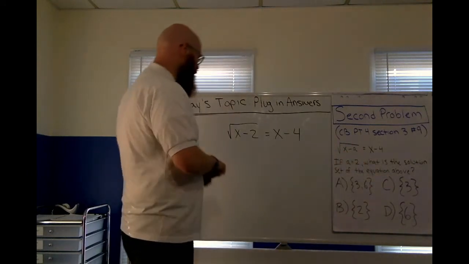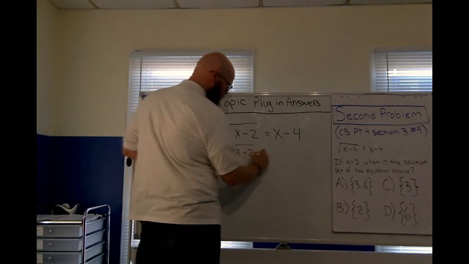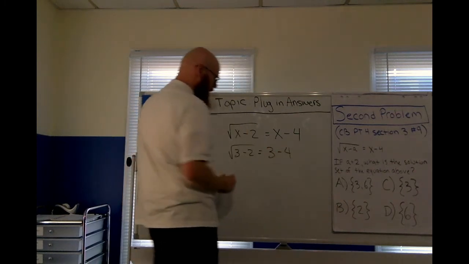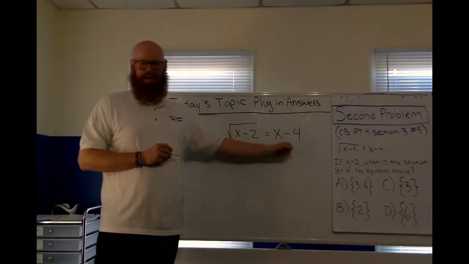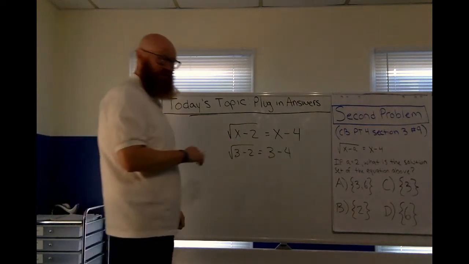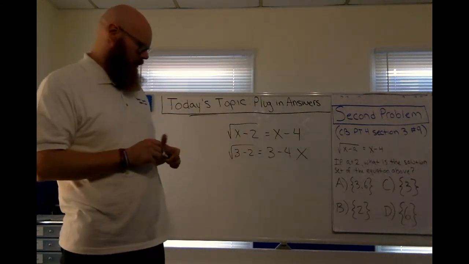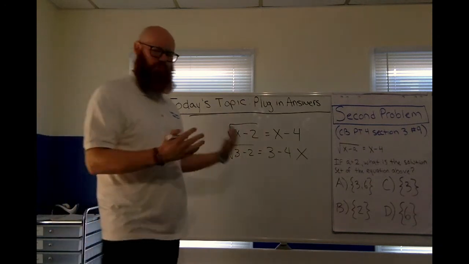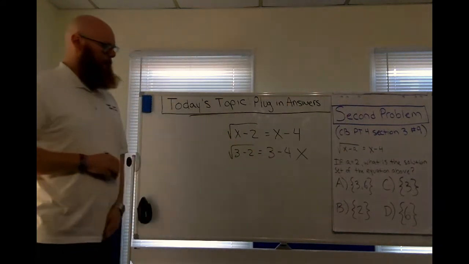So a quick plug-in of 3 gives me square root of 3 minus 2 equals 3 minus 4. And I can stop there, because this is the square root of 1, and this is negative 1, and those two things are certainly not equal. So now I know that any answer with 3 in it is wrong. So A and C, get out of here. Now we're at B and D.